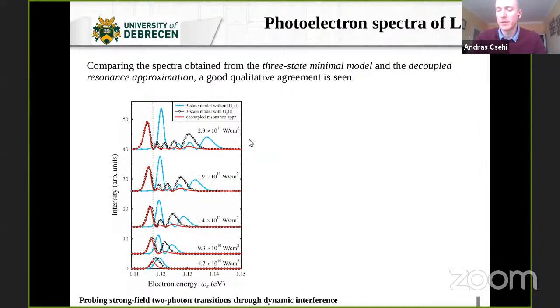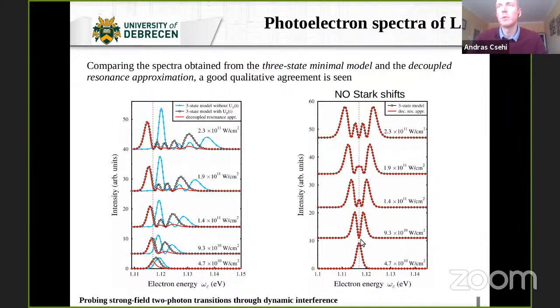So when there is no Stark shift, the spectrum is always symmetric: the two sides are the same height, and also symmetric with respect to the nominal position. This is a clear impact of the individual Stark shift, that the spectrum is shifted and the asymmetry occurs.